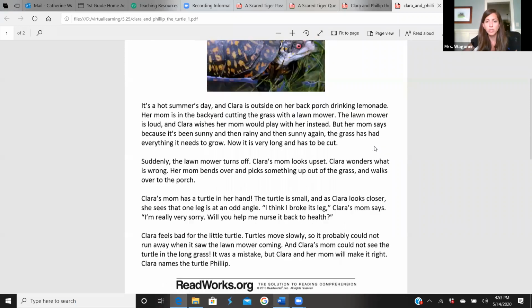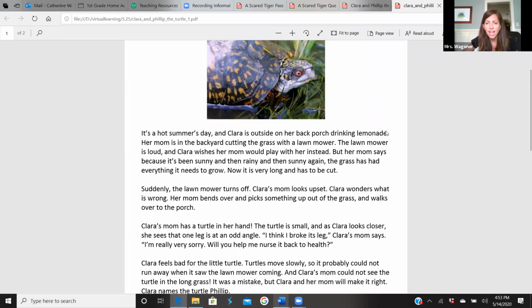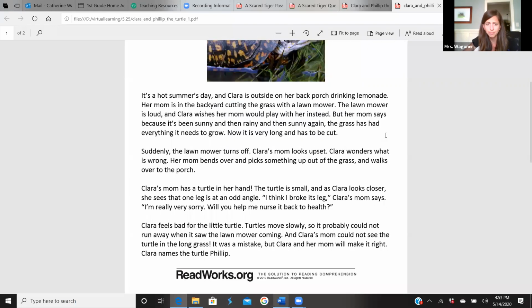Suddenly, the lawnmower turns off. Clara's mom looks upset. Clara wonders what is wrong. Her mom bends over and picks something up out of the grass and walks over to the porch. Clara's mom has a turtle in her hand. The turtle is small, and as Clara looks closer, she sees that one leg is at an odd angle. Oh, poor turtle. I think I broke its leg, Clara's mom says. I'm really very sorry. Will you help me nurse it back to health?